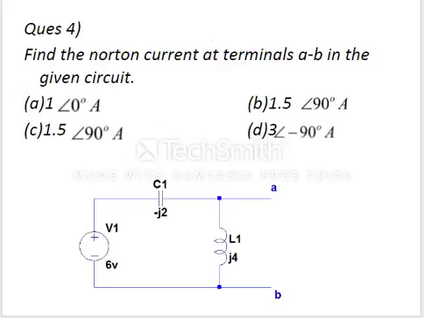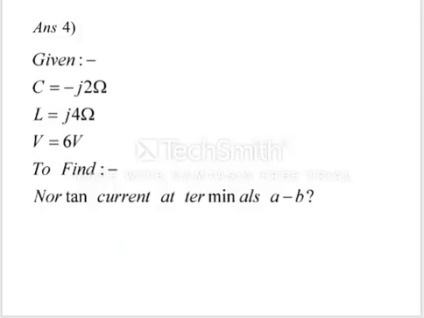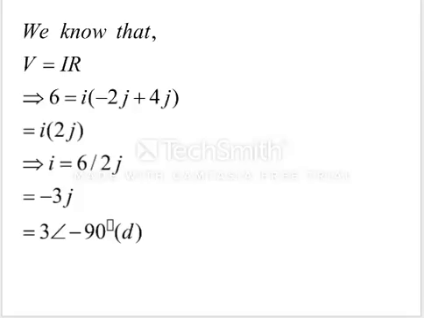The last question is that we have to find the Norton current across the terminals A and B now. And the options of course are given to us. What we're given is capacitance is minus j2 ohms, inductance is j4 ohms, and the voltage is 6 volts, and we have to find the Norton current across terminals AB. We know a simple formula, V is equal to IR. Putting the value of V as 6 volts, R as minus 2j plus 4j, we get that I is equal to 6 upon 2j, which equals minus 3j. Hence 3 angle minus 90 degrees, which is option D.